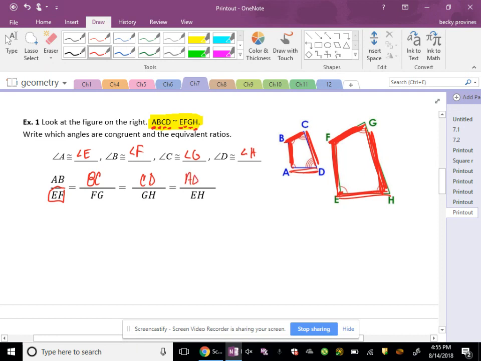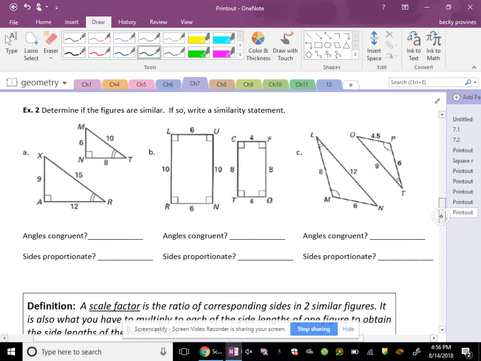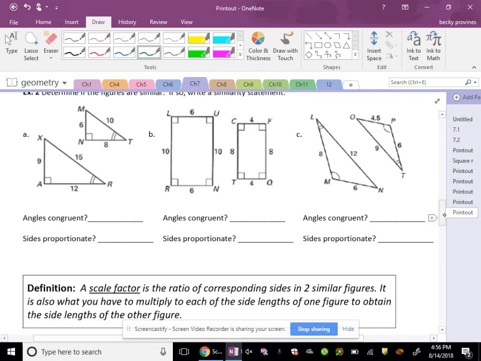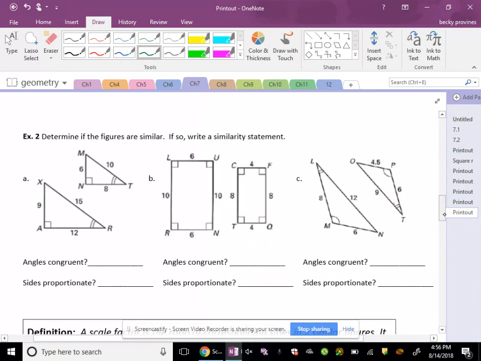So guys, you do have to prove both of these things. There are two things here that we proved. One, that the angles are congruent, the corresponding angles, and two, that the corresponding sides are proportional. So let's keep going. What we're going to do is determine if these shapes are similar. So we have to prove two things. First, the corresponding angles are congruent, and that the sides are proportional with each other.